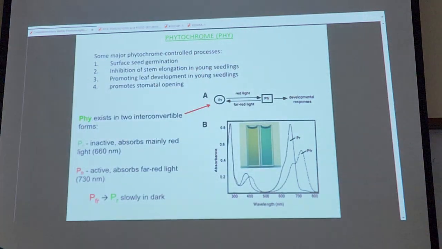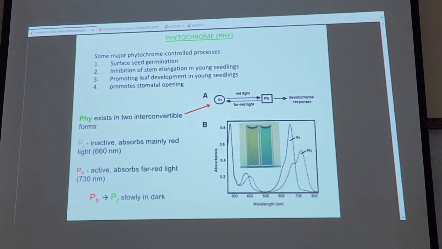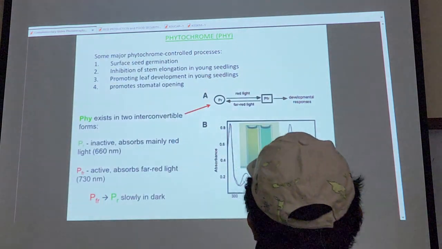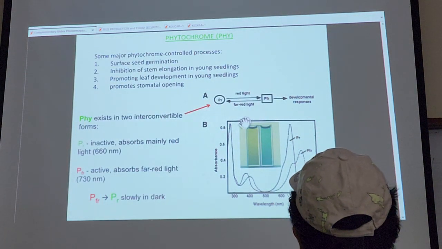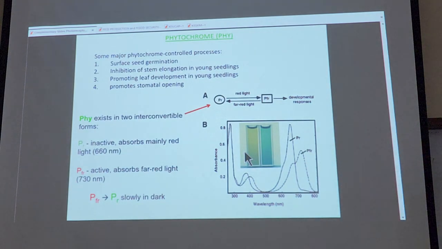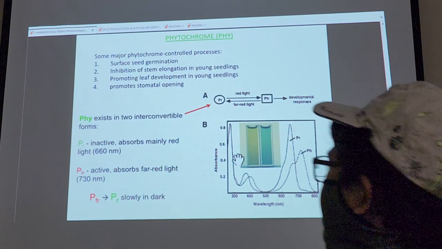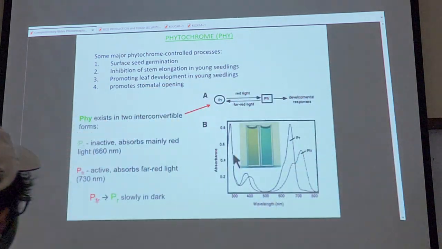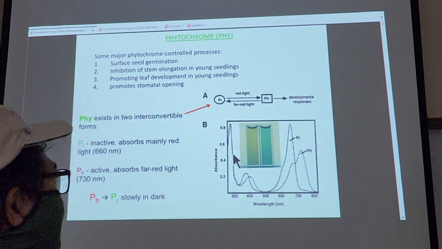Here comes the question. What is the color of phytochrome? Somebody asked me before, but I didn't have this picture. So this here on the left is the inactive form, and on the right is the active form. What color is that? Blue and green. Cyan and blue.